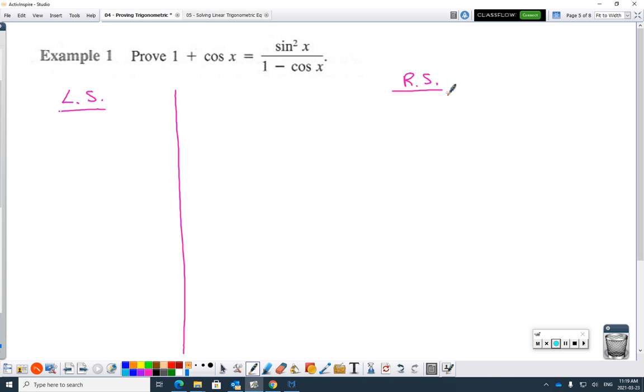People get really scared of identities because there's usually on the test like 2 4-mark identities, like 8 marks of identities. But most people can do a few steps anyways. So there's not as much on the line as it might seem.